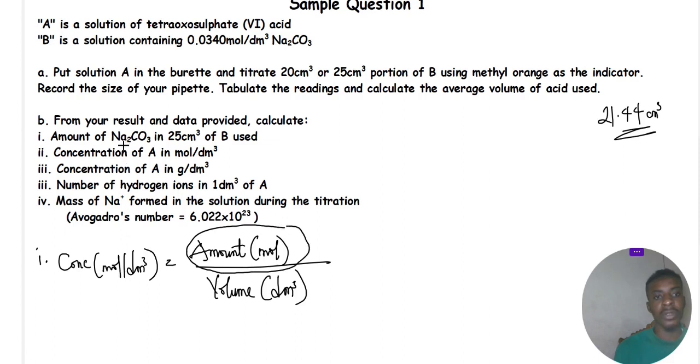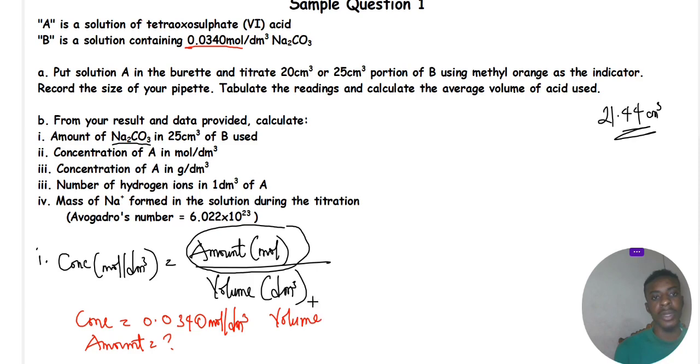Now we've got the concentration of Na2CO3 given to us in the question as 0.0340 mole per dm cube, and the amount is what we're looking for. Amount is unknown. And the volume, he said we should calculate the amount in 25 cm cube, which is the volume of the pipette used.